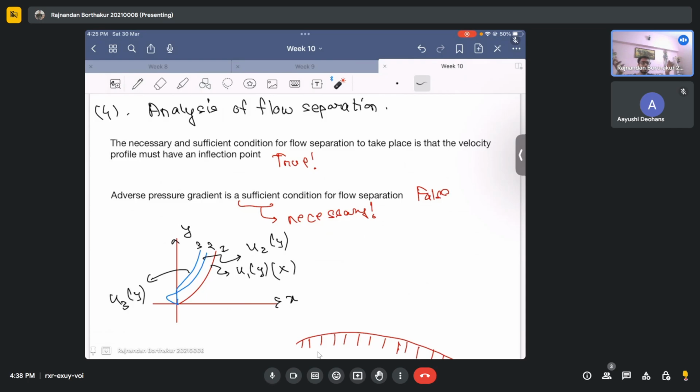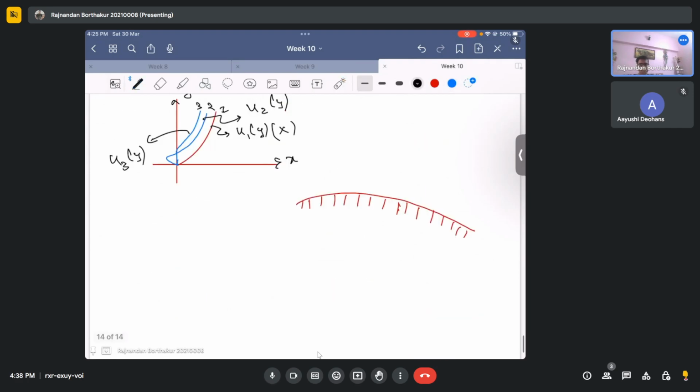But the other way around, if you are just putting an adverse pressure gradient and there is flow over, let's say, a curved surface, or if there is an adverse pressure gradient alone, it may not be a sufficient condition to ensure that there will be flow separation. All right, so that is something that I want to point out.